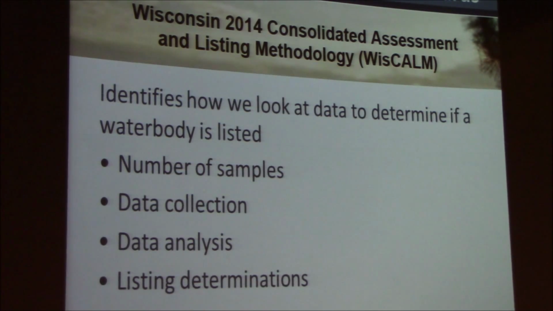So, and this is the last policy slide, so stick with me here. The WISCALM document identifies how we're going to look at data to determine if a water body is listed. How many samples do we have to have? Over what time period? How are we going to collect that data? How do we analyze it? And it really prescribes the process by which we evaluate data to see if water bodies are meeting their designated uses. We use that to make listing determinations.